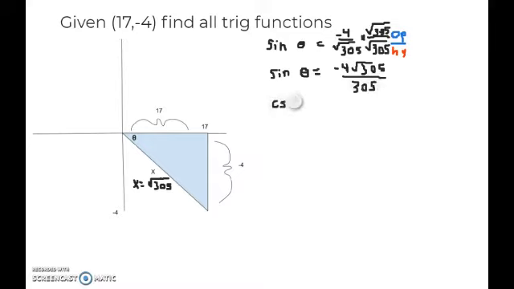And then the reciprocal of sine is cosecant, and cosecant of theta would be the hypotenuse over opposite rather than opposite over hypotenuse. So make sure you use the original one that you started with, and you get the square root of 305 over -4.